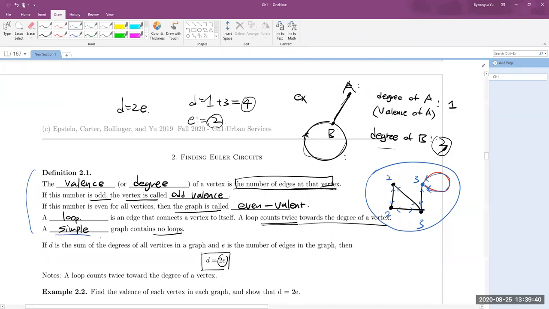And a simple graph is just a graph without loops, right? So this one is not simple, but this one is simple, right? So this triangle is simple, but this triangle with a loop is not simple, right? Okay. So this is all we did last time.